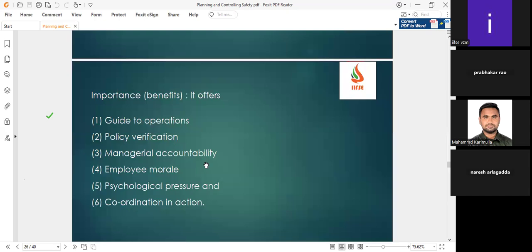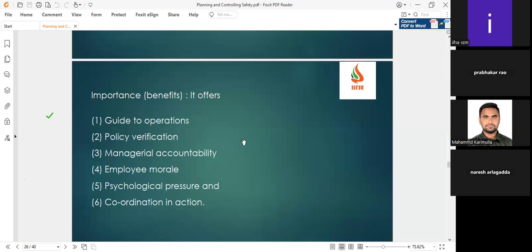Importance of benefits. What is important? If you take planning for safety and controlling for safety, very good. What are the benefits? Because of the involvement of all the employees, management, and administrative staff like finance, stores, everybody is involved in the new product development. The benefit is a guide to operations, because it will tell the future to the employees. We can go for our factory license having the capacity of 800 tons. Now we are preparing 550 tons. Once we go for 600, then 650, then 700, like this we have to go for 800 tons.